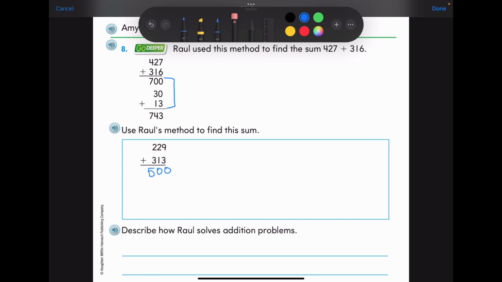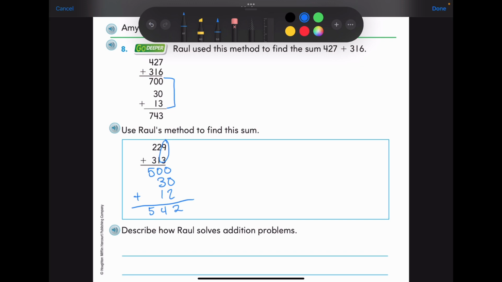I'm going to erase that so we don't get confused. Then I'm going to move to the tens. 2 tens plus 1 ten is 3 tens, which is 30. And then I'm going to erase again, go to the ones. 9 ones plus 3 ones is 12. We're just using his method to solve this. I'm just going to add these together. And once you add these together, you should get 542.